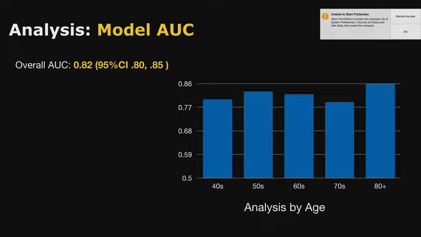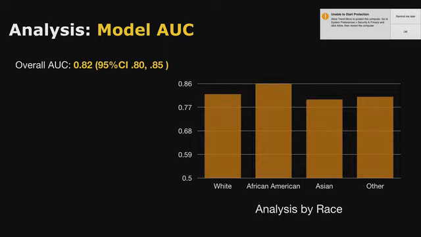So our overall AUC here was 82, with confidence intervals from 80 to 85. When we did our analysis by age, we found that the performance was pretty similar across every age group. What's not shown here is the confidence intervals, but the core takeaway is that there was no noticeable gap by age group. We repeated this analysis by race, and we saw the same trend again.